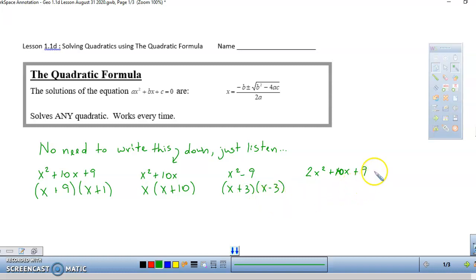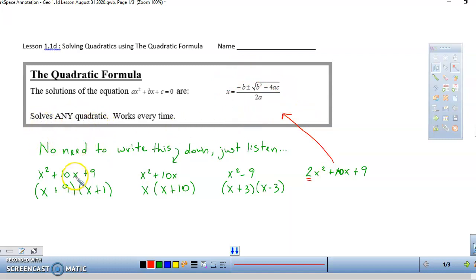Then we get to this guy. So the main difference with this guy is there is a number in front of the x squared. That makes factoring much more difficult. So what we're going to do in this class is anytime you have an a value that is not equal to 1, we are going to solve that using what's called the quadratic formula. You did learn this last spring in algebra, but we are going to review it for this class and use it often. The greatest part about the quadratic formula is it does work for any quadratic.